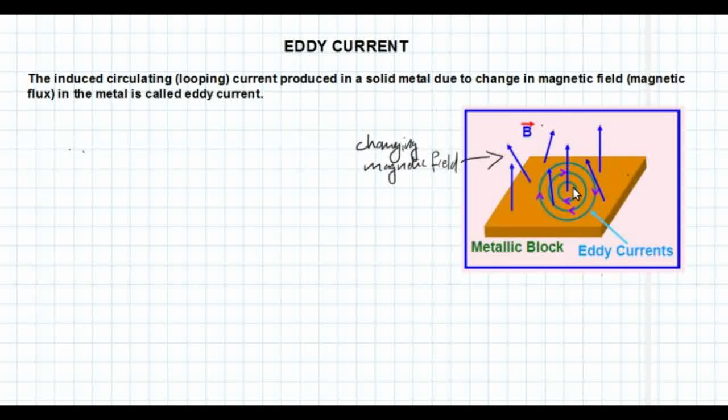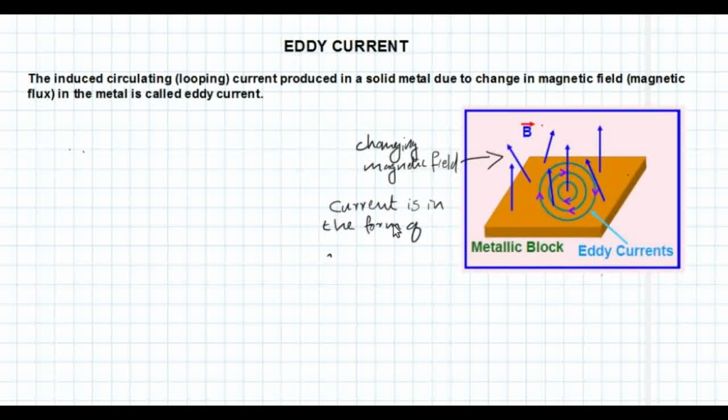So these green circles represent the eddy current. You can see it is in the shape of a loop, or in the shape of a whirlpool, right? So this kind of current produced within this metal is not on the surface of the metal, but it is present within the metal. It is present inside the volume of the block. And this kind of current produced in a metallic block, when it is placed in a changing magnetic field, is called eddy current.